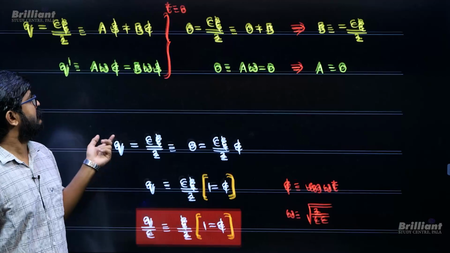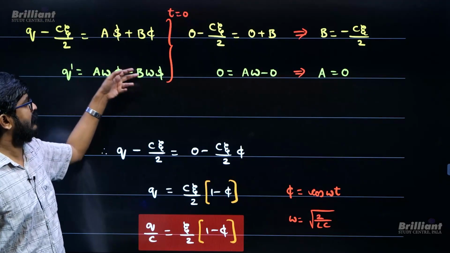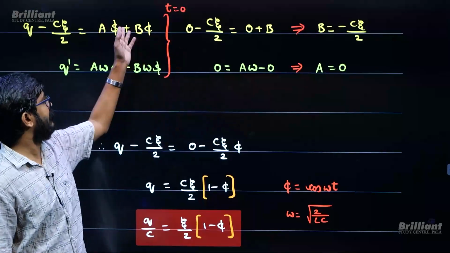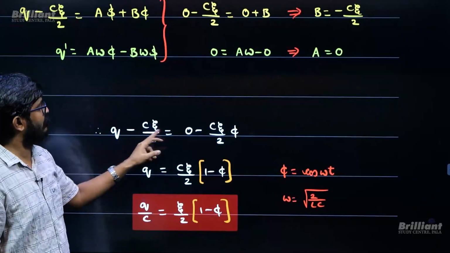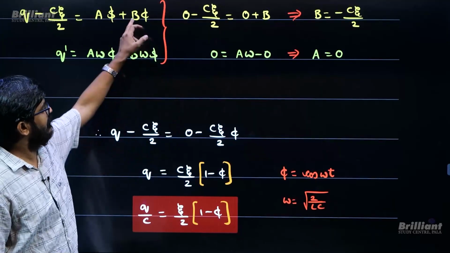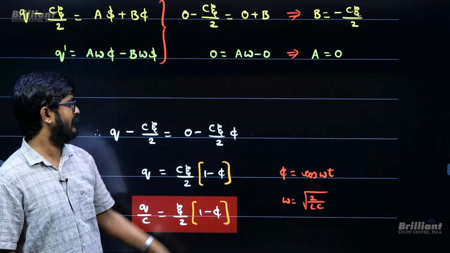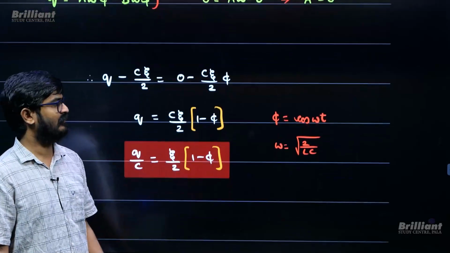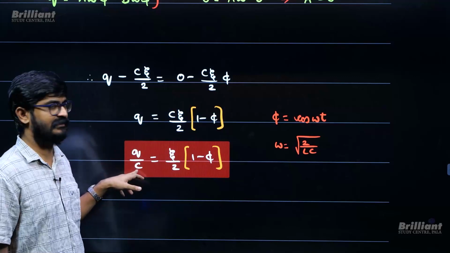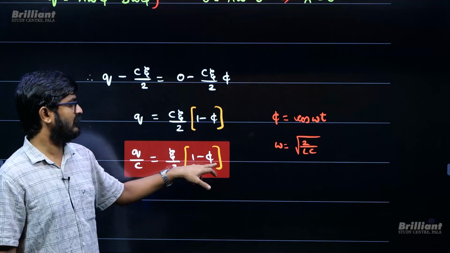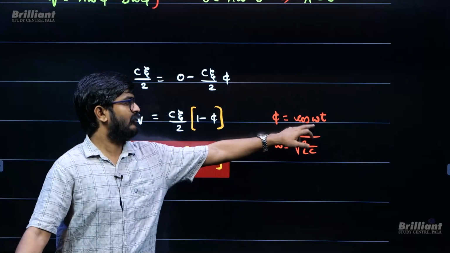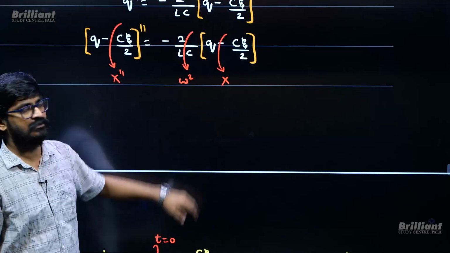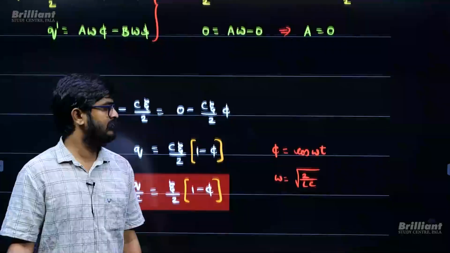So I wrote the general solution, and I have two variables. I have taken two initial conditions and solved for both a and b. Now when I substitute a and b back, I will be getting q minus CE by 2 equals, a is 0 and b is minus CE by 2, into cos omega t. From here I will be getting q equals CE by 2 into 1 minus cos omega t. They asked what is the potential difference. Potential difference is q by C, that equals E by 2 into 1 minus cos omega t, where omega is root of 2 by LC. Thank you.